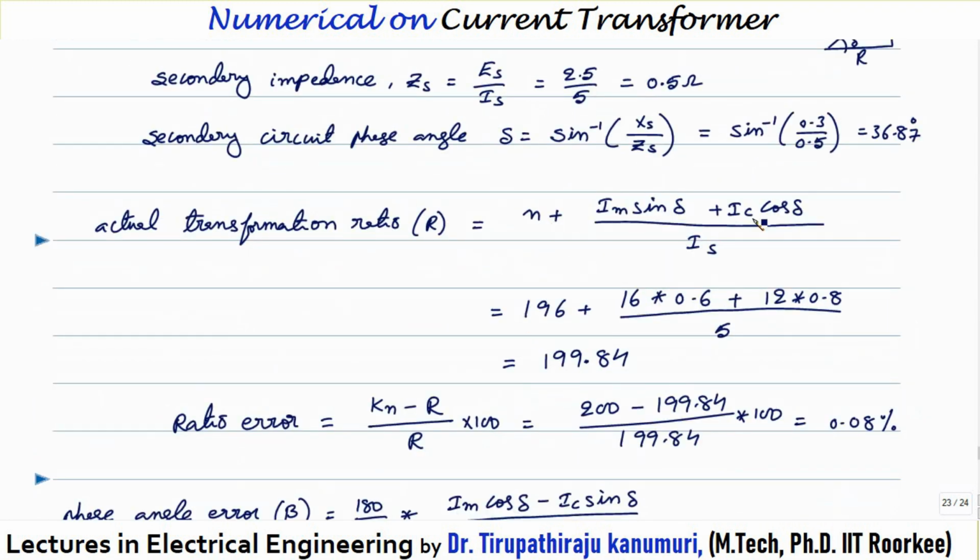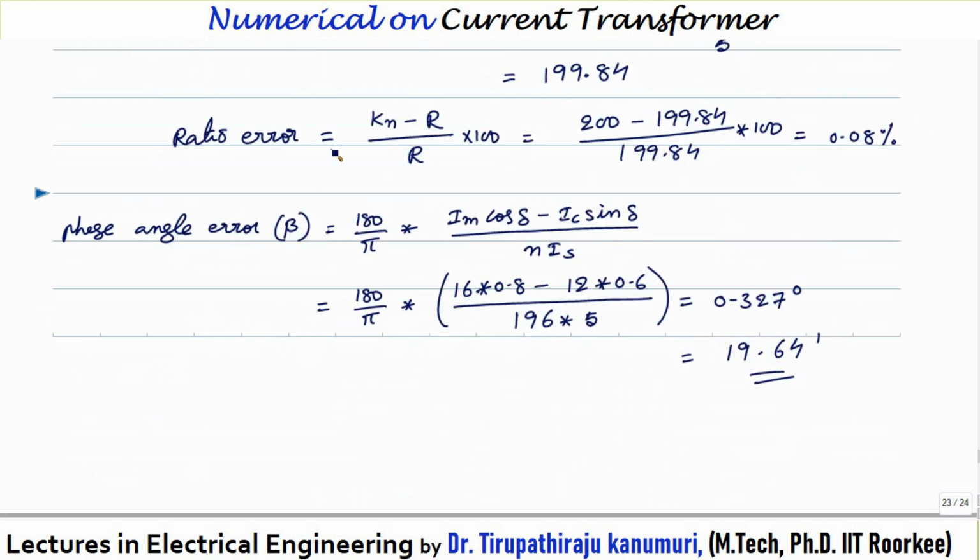So now the actual transformation ratio is n plus (Im sin delta plus Ic cos delta) divided by Is. So that will be 196 plus (16 times 0.6, because sin delta is 0.6. So obviously cos delta will be 0.8, because this is 36.87 degrees. You can substitute 12 times 0.8) divided by 5. This will be equal to 199.84. So from this I can calculate my ratio error, which will be equal to (Kn minus R) divided by R into 100. So Kn is equal to 200, minus 199.84, divided by 199.84, into 100. This will be 0.08 percent.